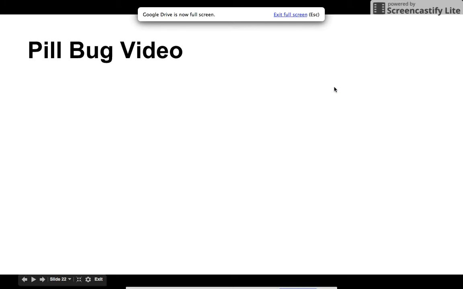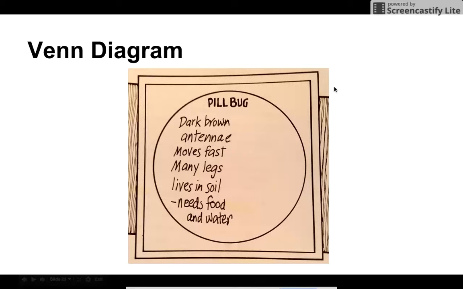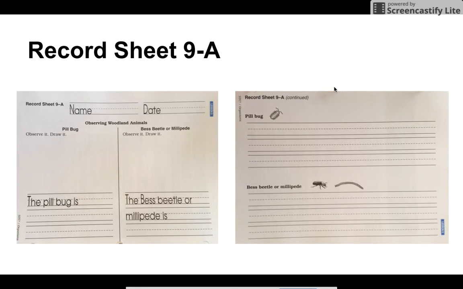Record what students would like to find out about pillbugs on the left side of their Venn diagram, using the same procedure you did with the pond snails. When students record their drawing on record sheet 9A, they will only draw and write on the left side of the paper and the top of the back. Make sure to point this out with students just as you did with the pond snails.